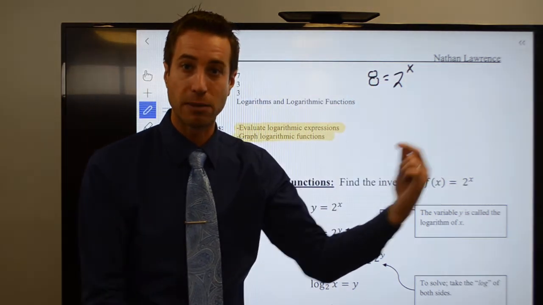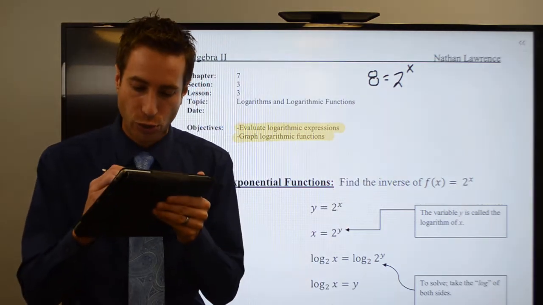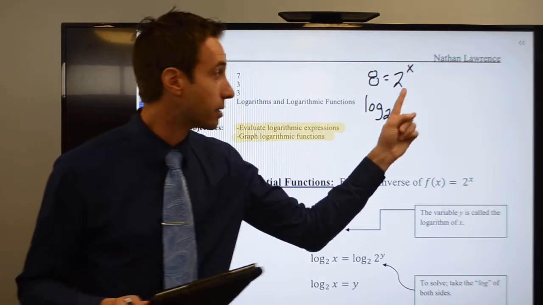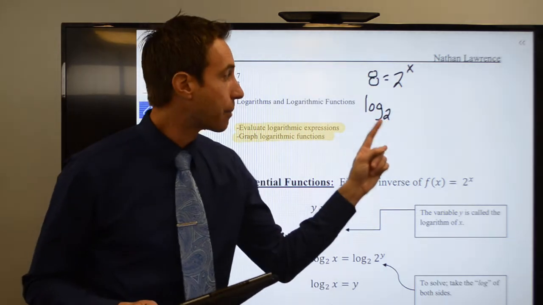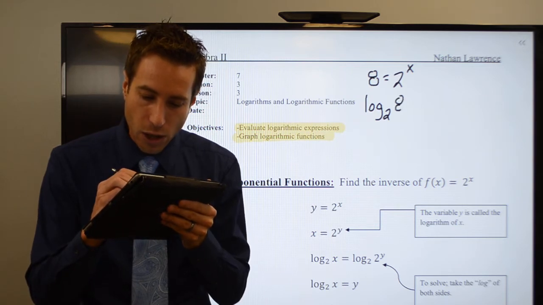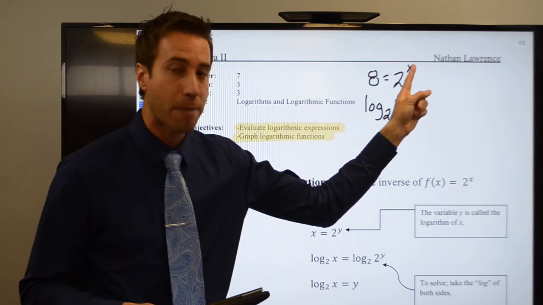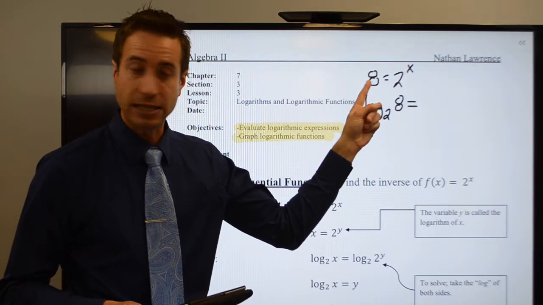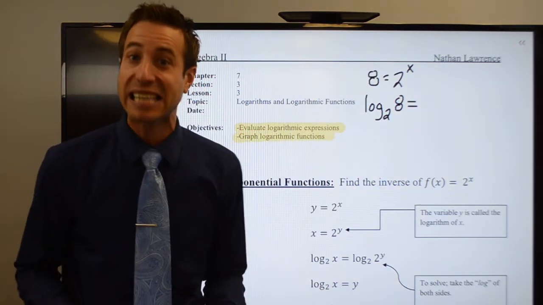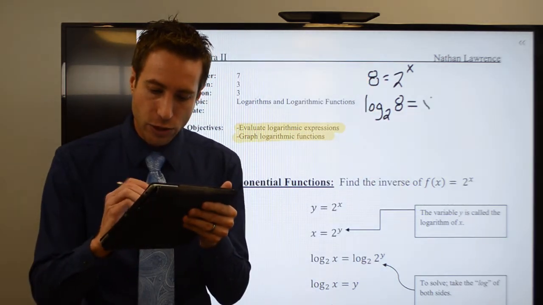What does this power need to be? And here's how you're going to write it. The base of my exponential is 2. So I'm going to do a log base 2 because the base of my exponential is 2. I'm going to take a log base 2 of 8 because I want to know what power, right? What does this power need to be so that 2 raised to that power gets me 8? So I'm going to take a log base 2 of 8 because by definition that power is a logarithm of 8. So the log base 2 of 8 is equal to x.